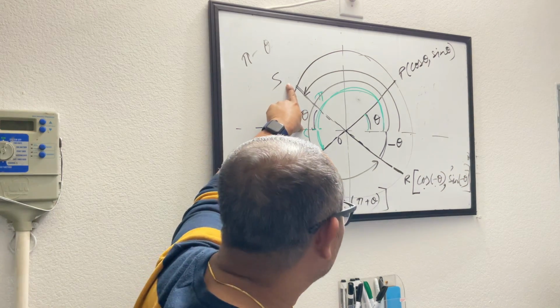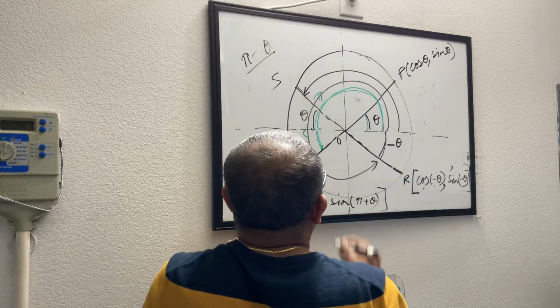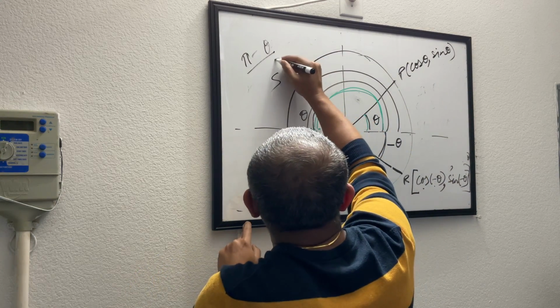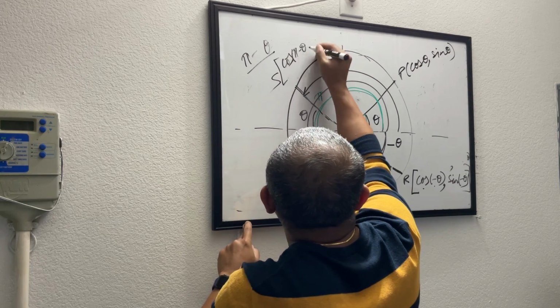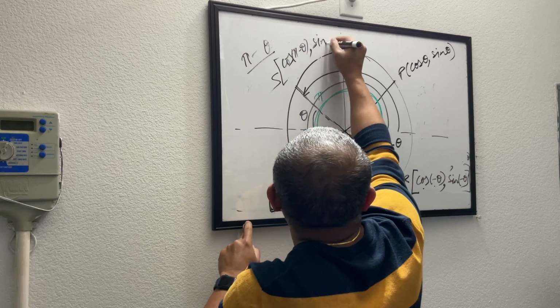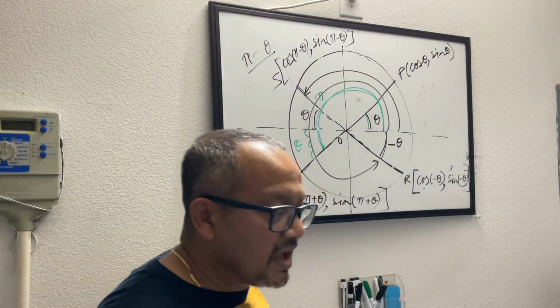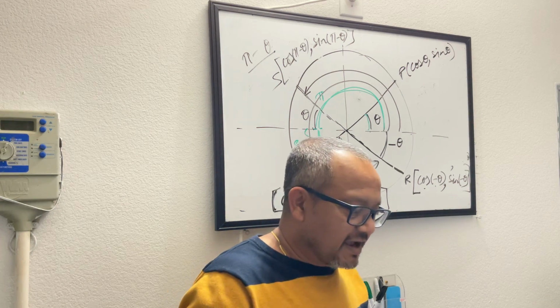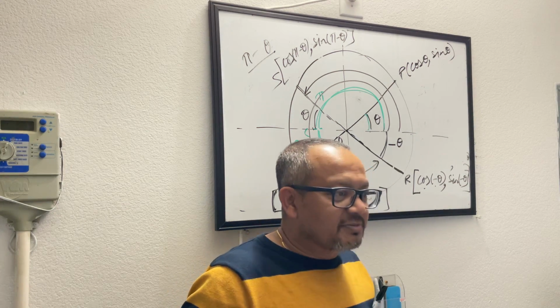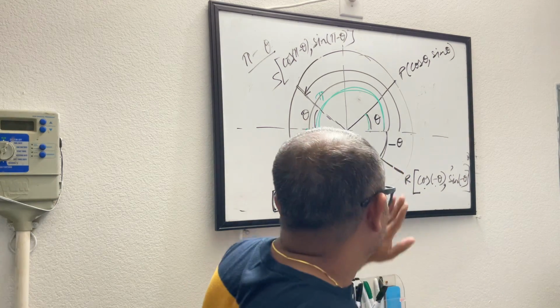Okay. So this angle is pi minus theta. So coordinates will be cos pi minus theta, comma sine pi minus theta. Okay? So now comes the magic. But before we do magic, let's do the basics.